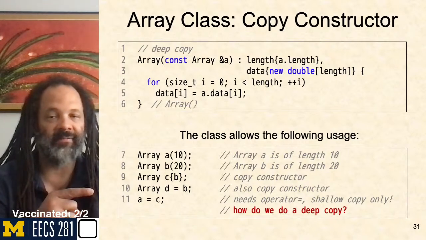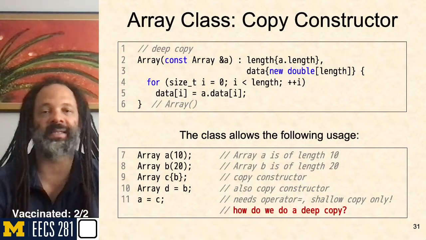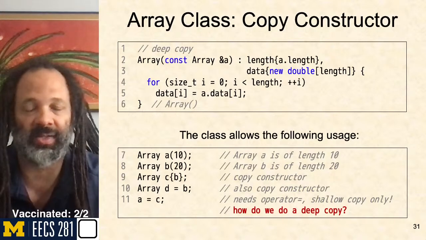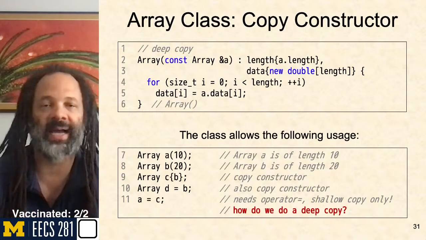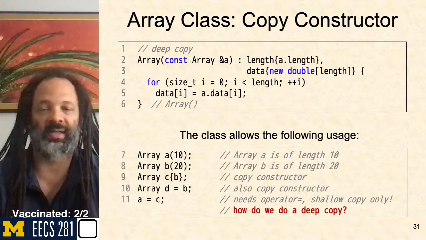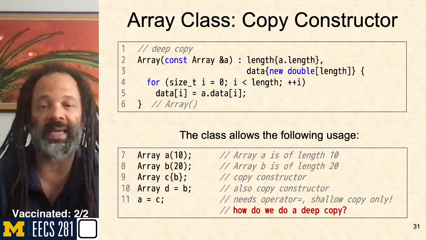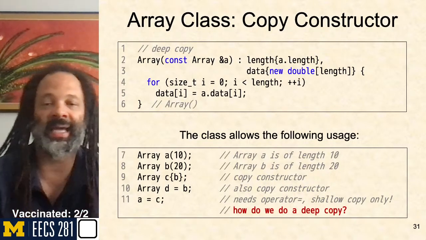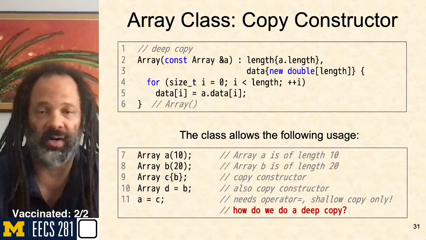In line 11, it looks like an assignment at declaration time. It is not. It is a copy construction. That is some more syntactic sugar that is handled by the compiler. So I say array D is equal to B. I'm declaring D and at the same time setting it equal to B. That actually calls the copy constructor.